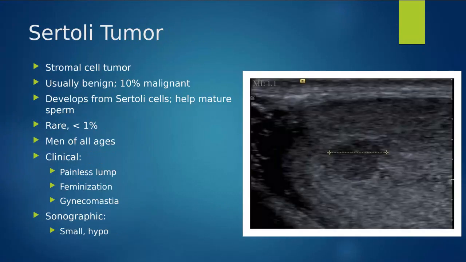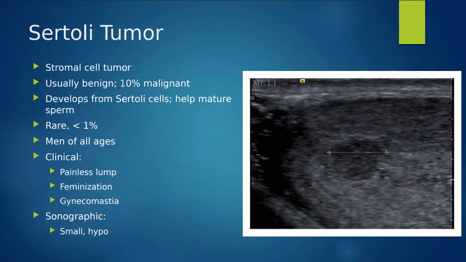And next we have our Sertoli tumor, another type of stromal cell tumor. We can see these Sertoli-Leydig cell tumors combined. So we oftentimes see Sertoli tumors in conjunction with Leydig cell tumors. It's not our responsibility to differentiate between the two, but in terms of our boards and our overall education, we should know what makes them different, and that we can also see them in conjunction with each other.